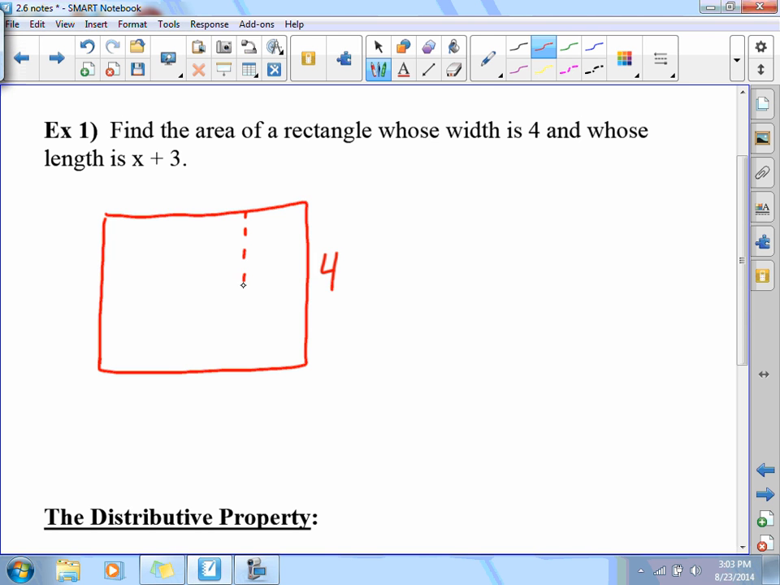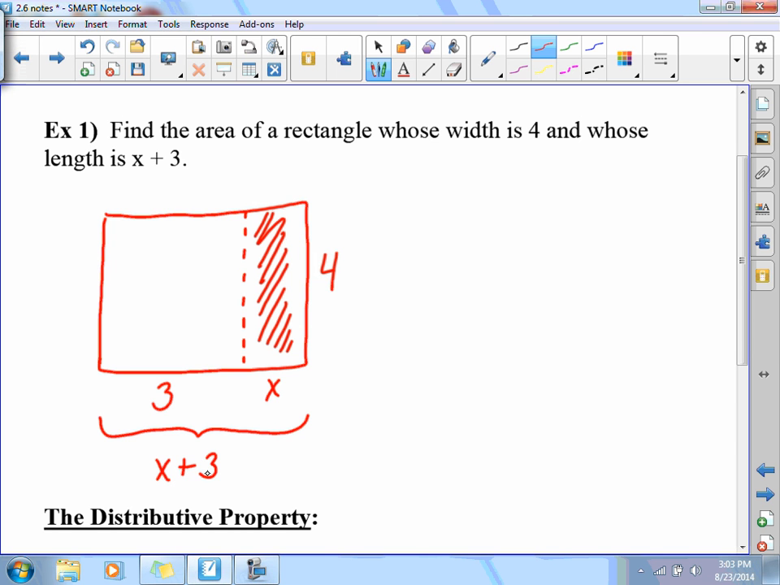I'm going to draw in this little imaginary line here. This little part of the rectangle, we'll call x. And this part over here, we'll call 3. If we added these two values up to get the whole length, that would be 3 plus x, or x plus 3. Now this is a way to visually see what the distributive property does for us.